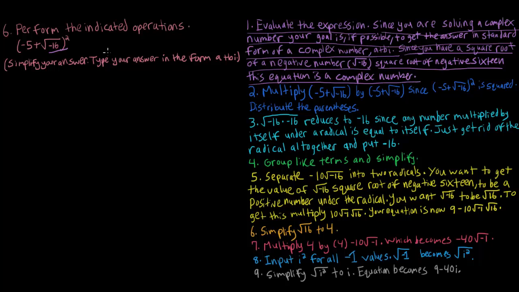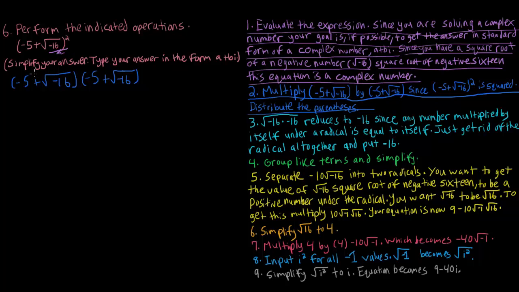because you have the square root of a negative number here, that's how we know that this term is a complex number. So step 2, we want to go ahead and multiply the expression as it shows. So multiply negative 5 plus the square root of negative 16 times itself. And then we just want to distribute the parentheses. So we have negative 5 plus square root of negative 16 times negative 5 plus square root of negative 16.